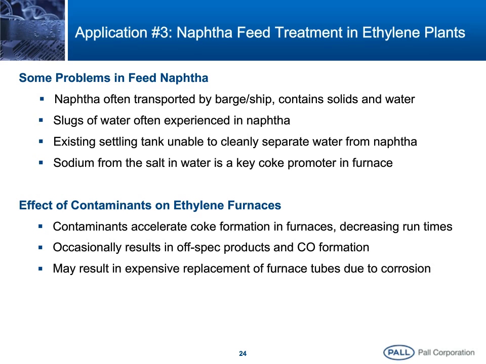Normally this naphtha is sent into a settling tank to remove the water, but the settling tank does not do a very good job. Also, there is salt in the water, and the sodium in the salt is a major issue in the furnace because it accelerates coke formation in the furnace. So the impact of all of these contaminants on the ethylene furnace is major.